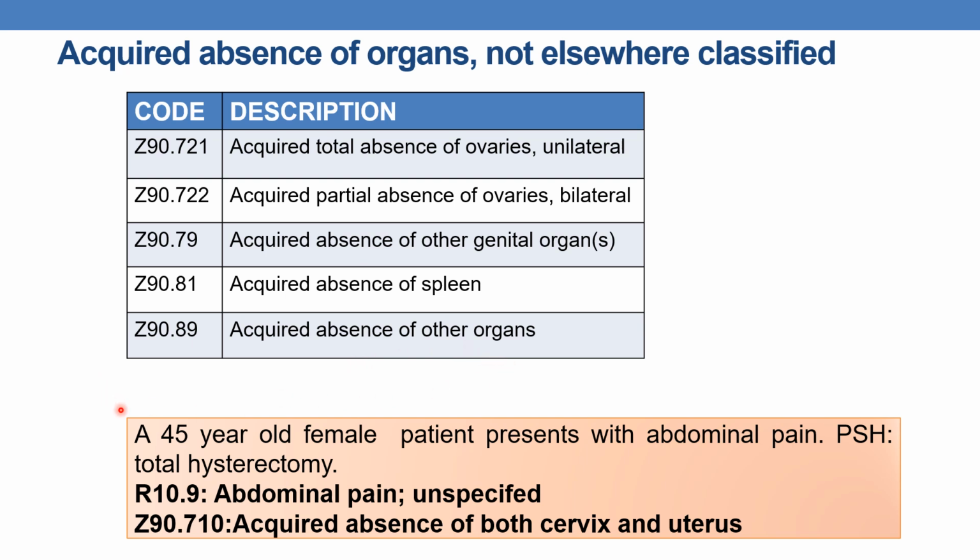Now let us see an example. A 45-year-old female patient presents with abdominal pain, and past surgical history indicates total hysterectomy. So first, the reason for visit is abdominal pain. So R10.9 is coded to indicate abdominal pain unspecified, followed by Z90.710, acquired absence of both cervix and uterus.